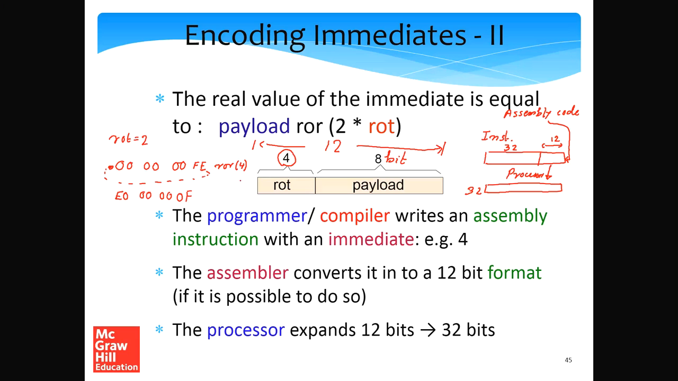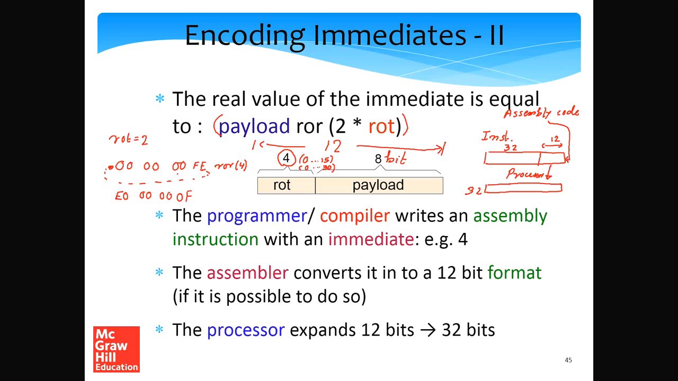So similarly, I can encode a lot of immediates and figure out their actual value. So the actual value that the processor would use. And the standard formula is this one, that I take the 8-bit payload and I right rotate it with a value which is 2 times ROT. So ROT, since it's a 4-bit number, it can be between 0 to 15. So 2 times ROT can be between 0 to 30.